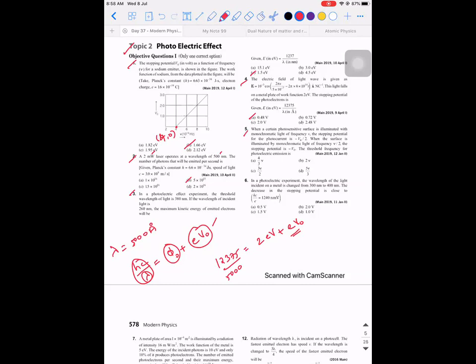Next. When a certain photosensitive plate is illuminated with monochromatic light of frequency nu, the stopping potential for the photocurrent is minus V naught by 2. When the surface is illuminated by monochromatic light of frequency nu by 2, the stopping potential is minus V naught. The threshold frequency for the photoelectric emission is. So 3/2 nu, sir. Yeah, right.